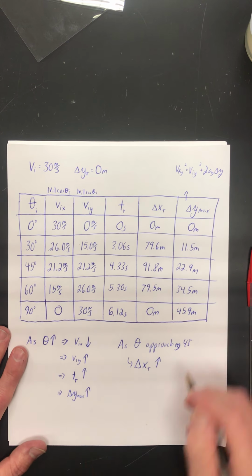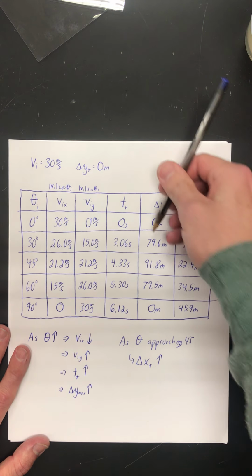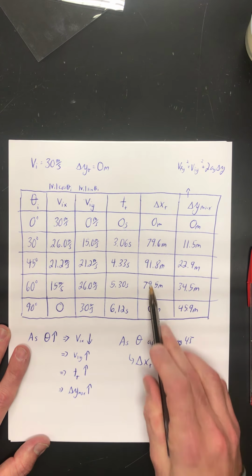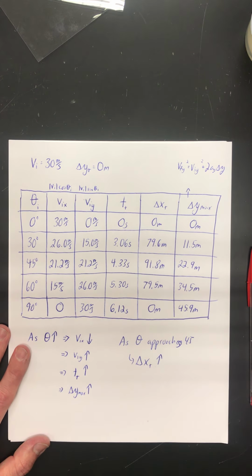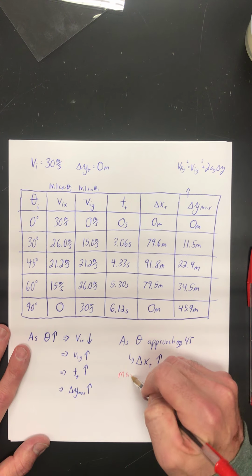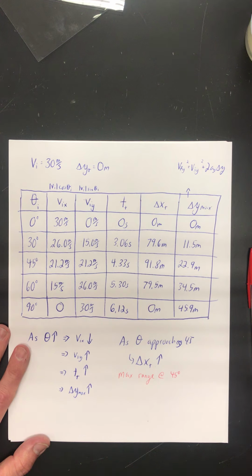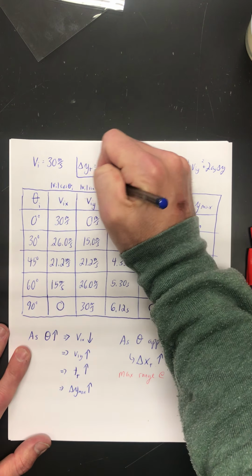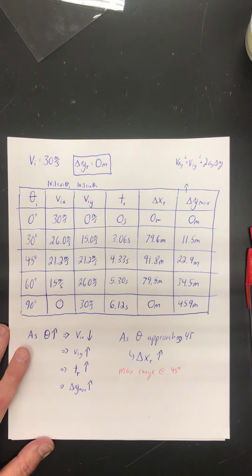We said from a pattern perspective, as theta approaches 45, delta x total increases, meaning as you go from 0 to 45, it increases, and from 90 to 45, it increases. Meaning that you get a max range at 45 degrees. Now, that's not always true, folks. That's true in the context of this problem where we're on a flat plane. And so what this video is going to do is going to prove that. And we'll get to that in a couple minutes.